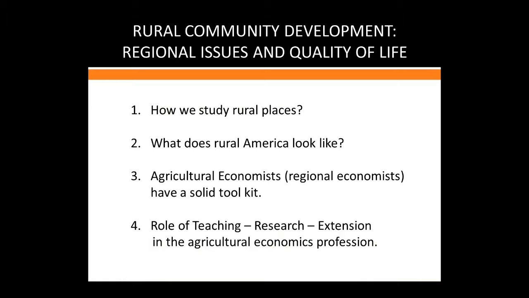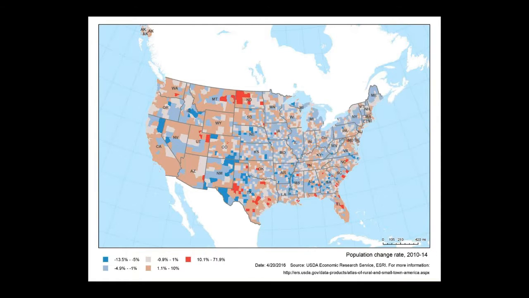Talk just a little bit about agricultural economists and the solid toolkit we have to address these issues, and then touch briefly on the role of teaching, research, and extension in the agricultural economics profession. I'm going to start with a few slides here that just set the stage for domestic rural development in the U.S., and of course these are data looking at population change from 2010 through 2014.